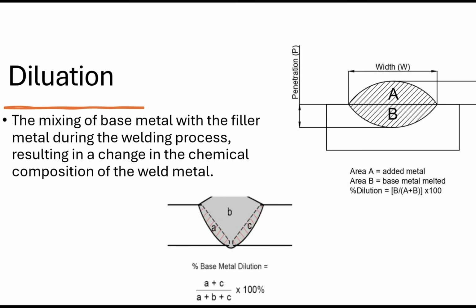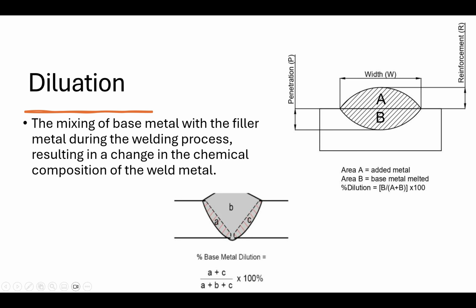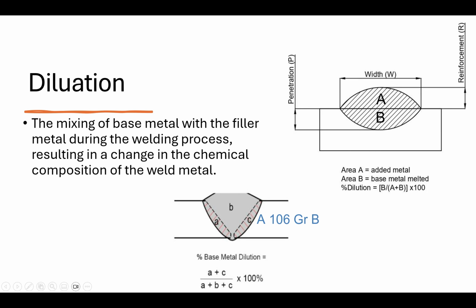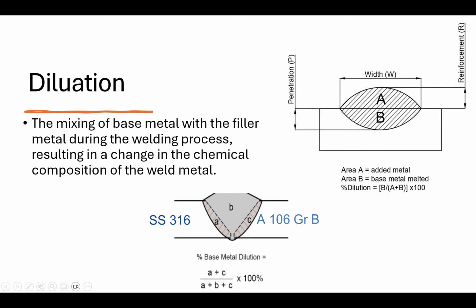When you are welding two materials, the face of this base metal will also melt with the electrodes. In the melting, the surface is going to melt. So imagine the area C and A both will melt during the welding. Now say this side is A106 grade B equivalent. It's a carbon steel side. So this is carbon steel side. This is stainless steel side. And this is pure electrode deposit.